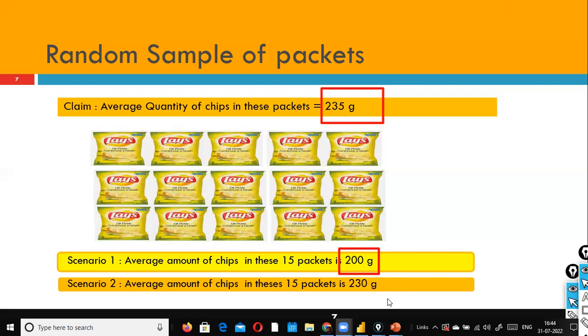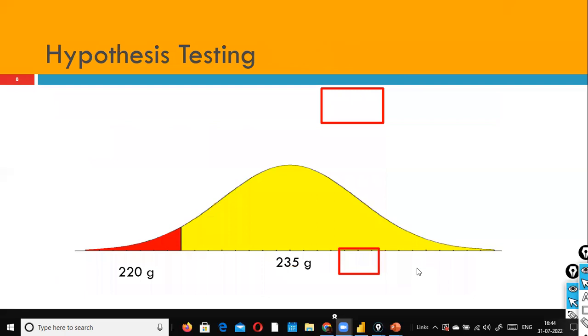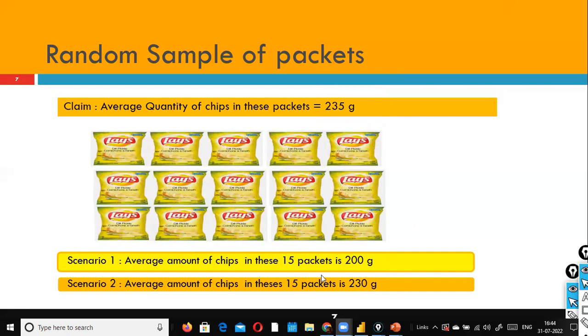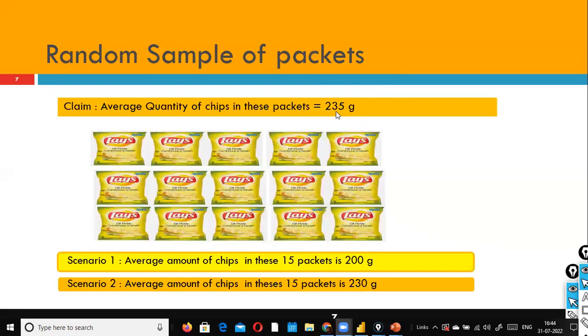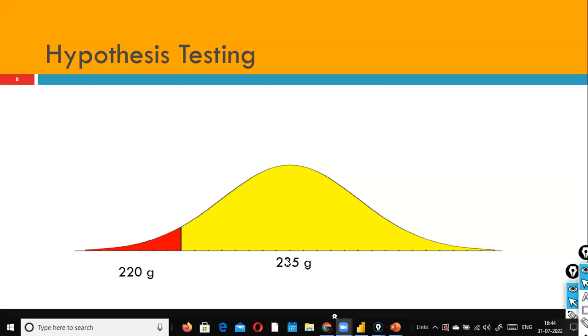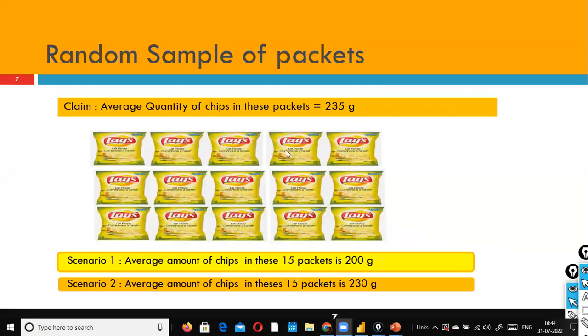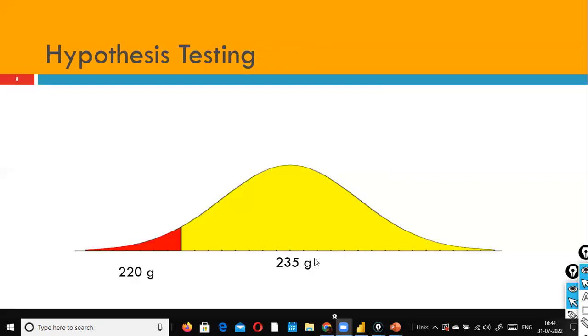So still I'm not going to reject it. Again, it depends on the policies set by your company. So 235 gram. Now let us visually look at this. 235 gram is the average, right? The average will be there in the middle. Let's assume that this is a normal distribution. The 235 gram is there in the middle because this is an average, right? So on an average, each packet will have 235 gram in it.